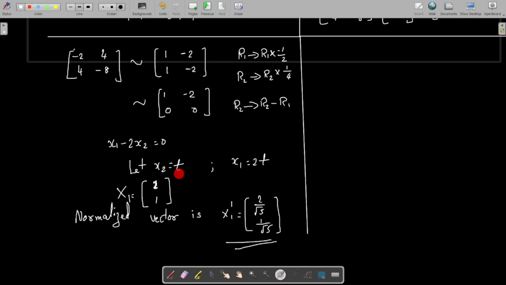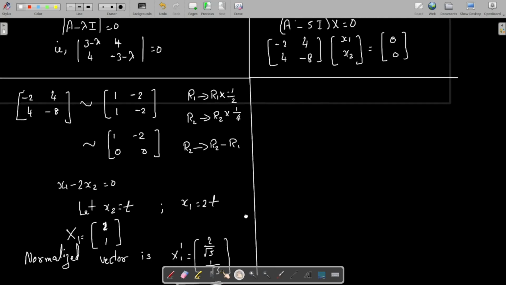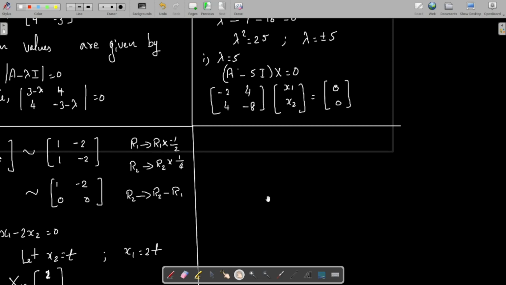Put x2 equal to some parameter t. Then x1 equal to 2t. So the corresponding vector is x1 equal to 2, 1, if you put t equal to 1 here. And we have to normalize the vector now. Normalizing the vector means you have to divide each element of the vector by the norm of the vector. What's the norm here? It is square root of 2 square plus 1 square, that's equal to root 5. So you divide each element of the vector by root 5. So the normalized vector is x1 dash equal to 2 by root 5, 1 by root 5. In this way, you have to find the characteristic vector corresponding to lambda equal to minus 5 also.